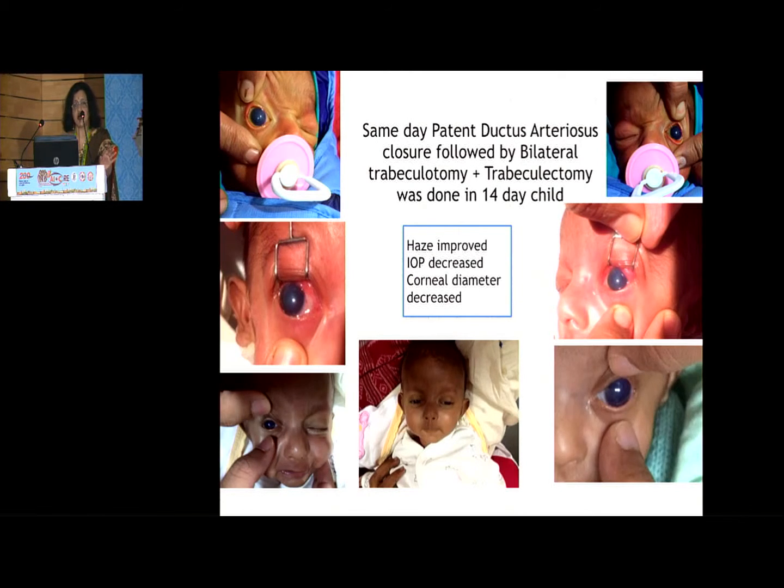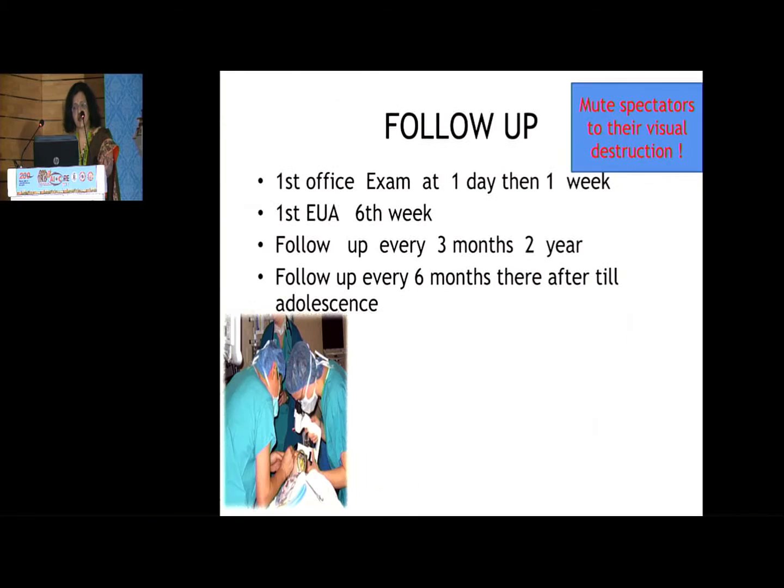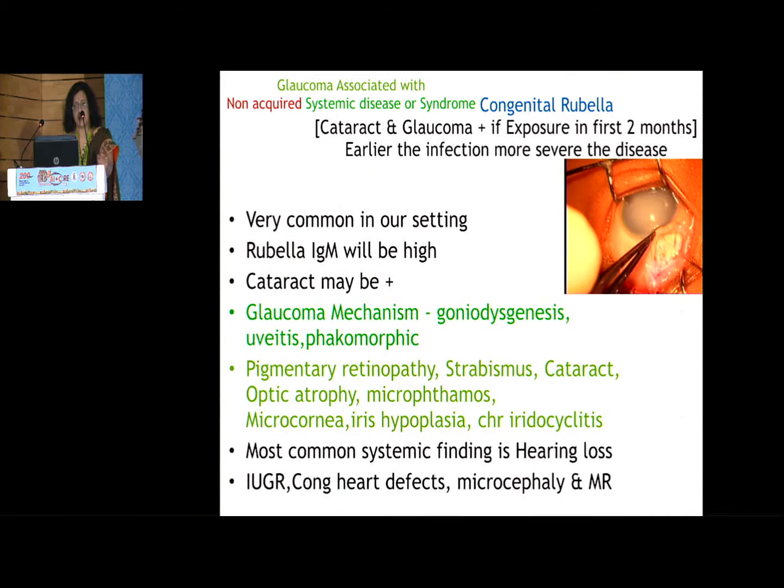The child, under the same anesthesia, was first operated for a PDA closure and then brought in to us, and we did a trabeculectomy plus trabeculotomy in a 14-day-old child. The haze improved, IOP decreased, corneal diameter stabilized, but the story doesn't end there. We need to follow up these patients very frequently and ensure that till they are at least 18 years old, they are followed up, both the IOP as well as the other parameters.